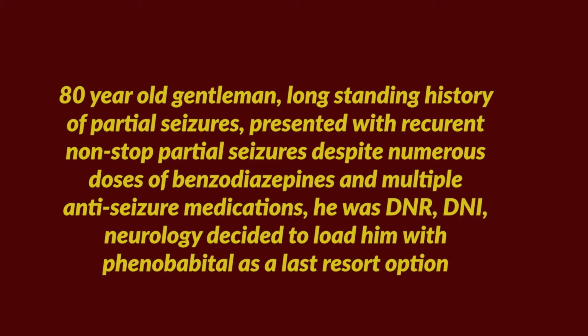An 80-year-old patient with a long-standing history of partial seizures came in with non-stop seizures. Still partial, still awake, but he doesn't stop seizing. Neurology was involved, numerous doses of benzodiazepine and multiple anti-epileptic medications were given, and the seizures were non-stop. To complicate things, the patient was do not resuscitate, do not intubate. The neurologist decided to give the patient phenobarbital as a last choice. If the patient was full code, would you intubate or not before giving phenobarb?